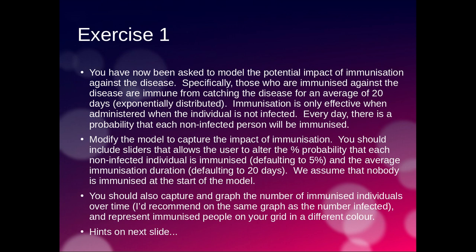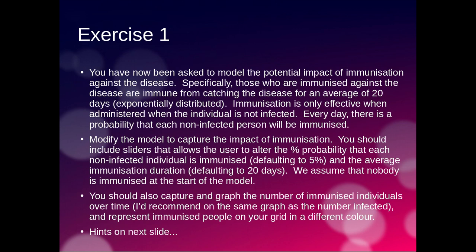So I want you to modify your model to capture the impact of immunisation. You should include sliders on your user interface that allow you, as a user, to alter the percentage probability that each non-infected individual is immunised with a default of 5%. So that would mean that on each day, each time step of the model, there'd be a 5% probability that each agent who's not infected will become immunised. And also a slider for the average immunisation duration, which will default to 20 days. Remember, that's only an average, and the actual immunisation duration will be randomly sampled from an exponential distribution.